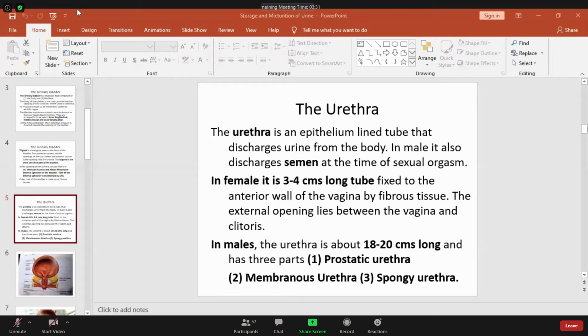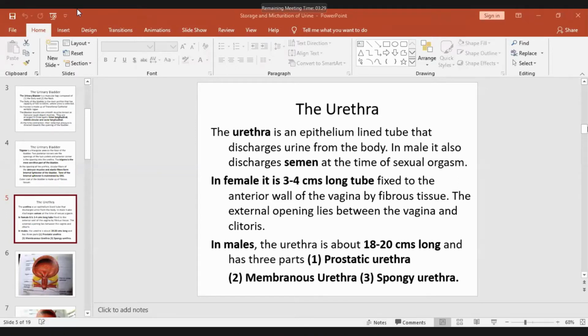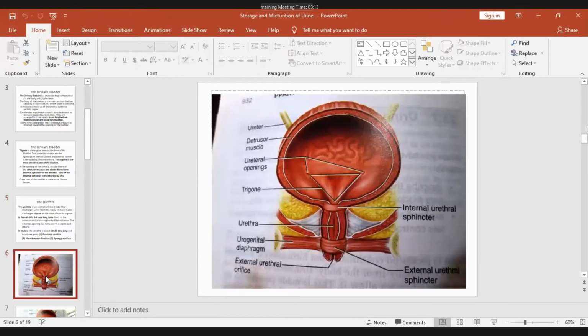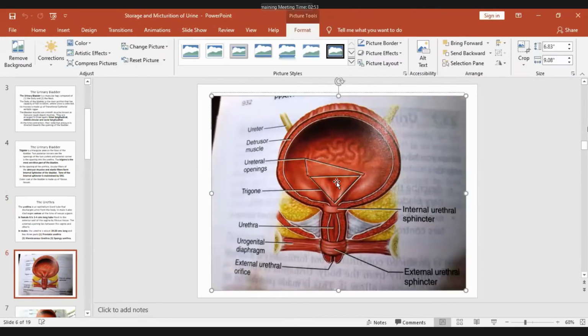In case of the male, the urethra is 18 to 20 centimeters long and has 3 parts: prostatic urethra, membranous urethra, and spongy urethra. Now here you see it. This is the bladder. Here you will find the trigone, what I was talking to you about, 2 ureters and the internal opening. And this is the internal sphincter, which prevents the normal passing of the urine, and at the same time, it prevents the reflux of the semen at the time of ejaculation.